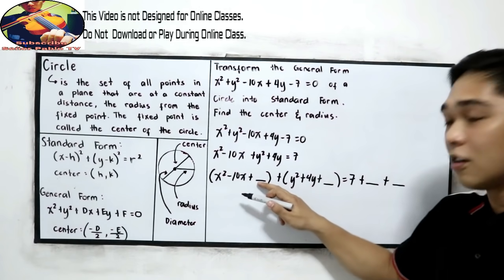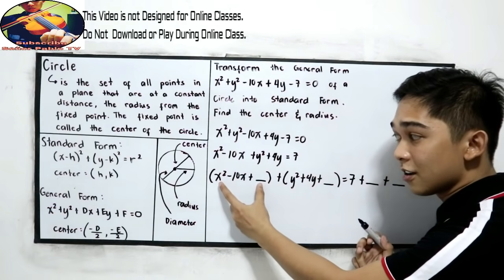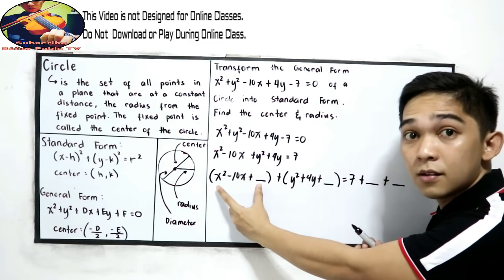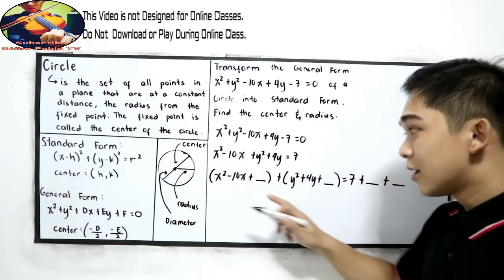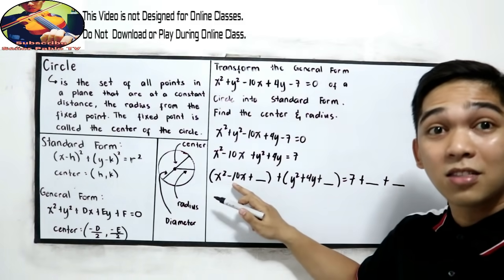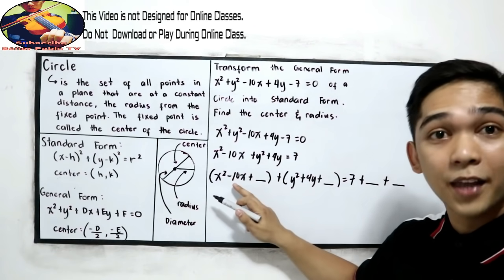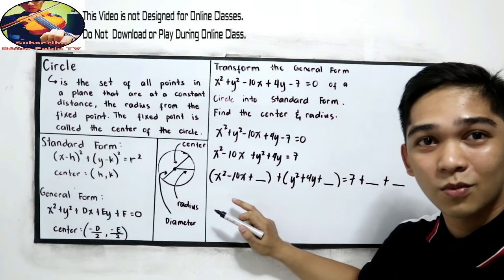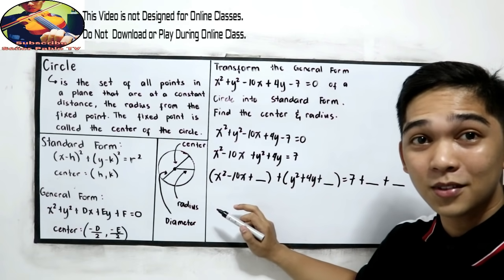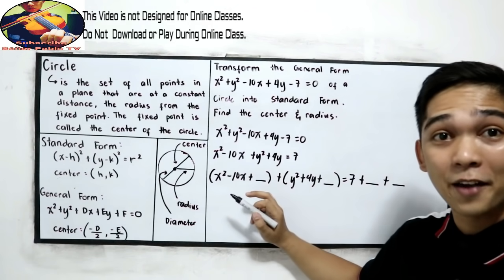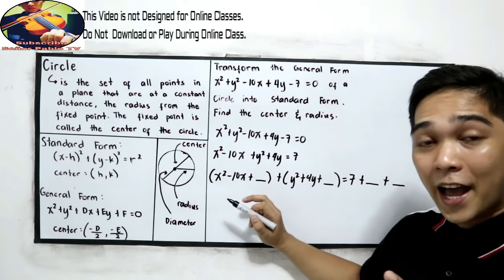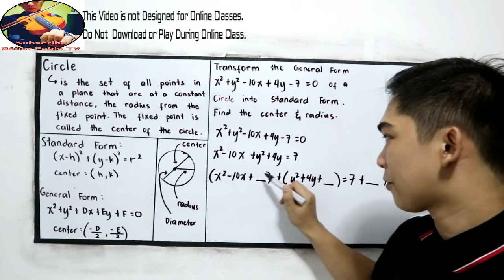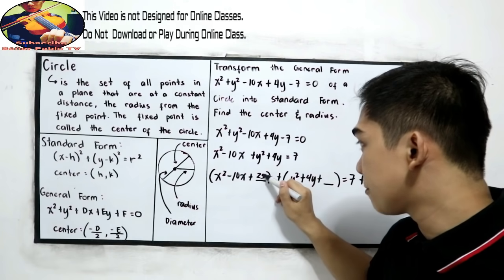Now, make our expression inside the parentheses a perfect square trinomial. Get the middle term. The middle term is negative 10 divided by 2. So 10 divided by 2, that is 5. So negative 5. Then 5 squared. 5 squared is 25. So we need to add 25 here.